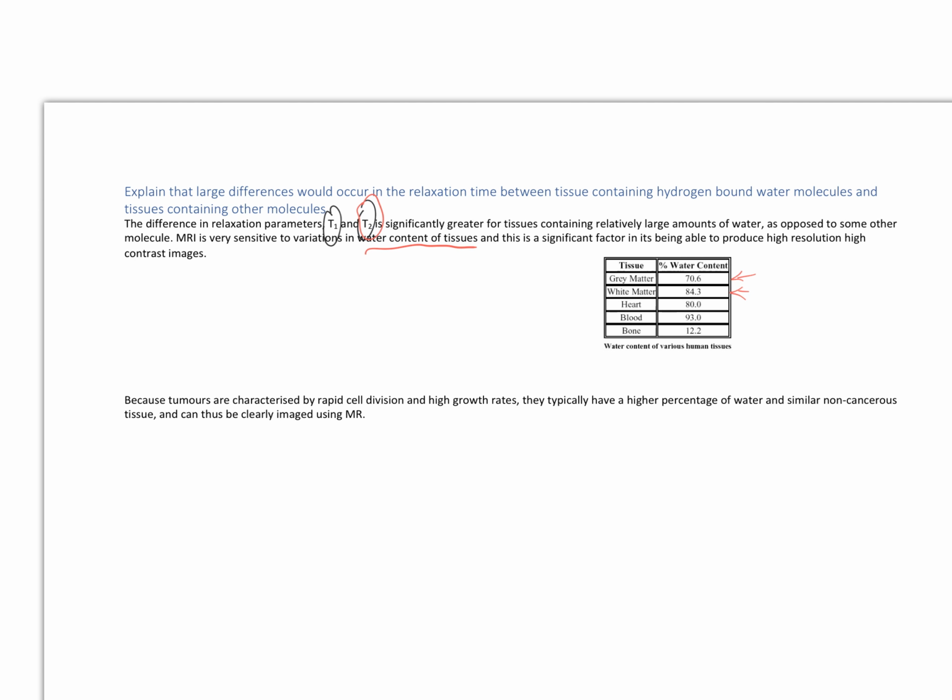Now because tumours have a lot of rapid cell division, high growth rates, they have a high blood supply, and they have typically a higher percentage of water. So they can be clearly imaged using MRI imaging. And they have that T2 time, that longer T2 time.